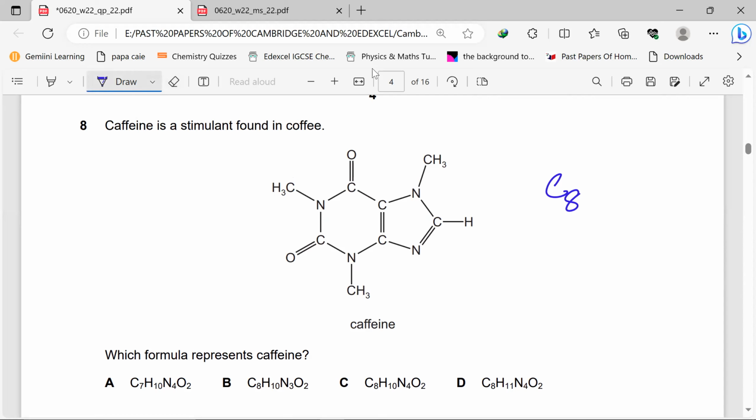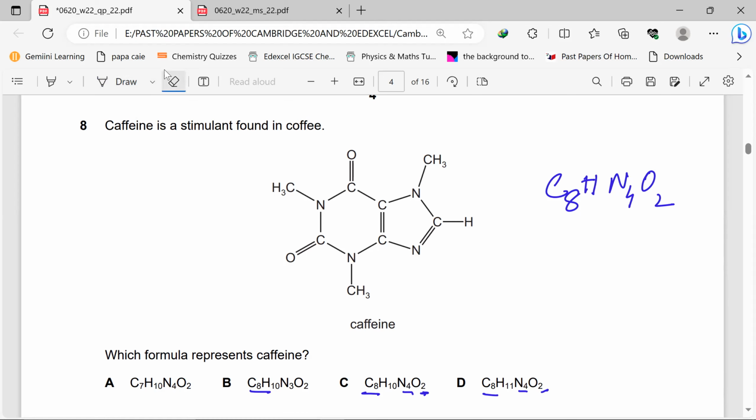So you have 8 carbon atoms. Then nitrogen, you see 1, 2, 3 and 4. We have 4 nitrogen, so N4. Then how many oxygen? Let us count. We can see we have 1 oxygen and 2 oxygens, and we do not have any more. So oxygen we have 2. So C8, N4 and O2 is fine, and now we need to count the hydrogen.